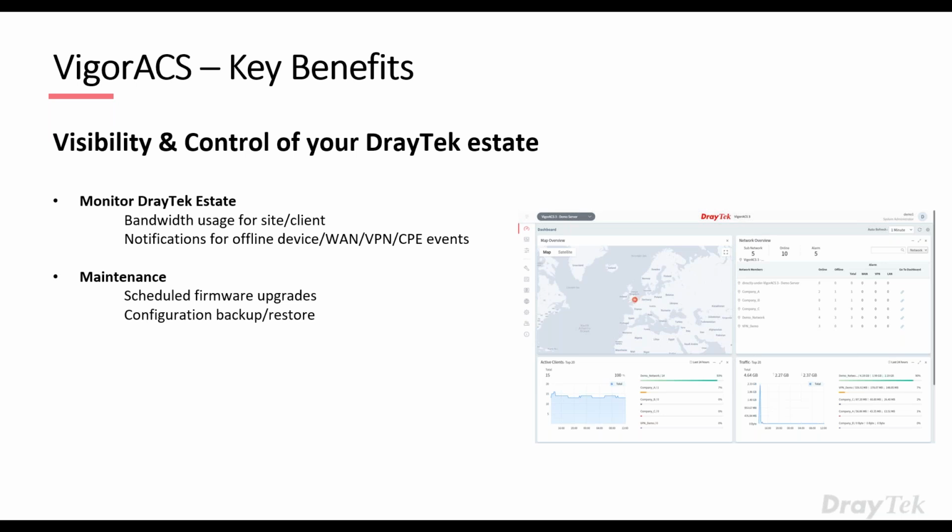In terms of maintenance, Vigor ACS offers the ability to apply firmware upgrades. Firmware upgrades would require the device to reboot, so having the option to schedule these firmware upgrades for a time that will not affect the actual site is very beneficial. The Vigor ACS server can also store any configuration backups that you wish to take and restore them at a later date as well.